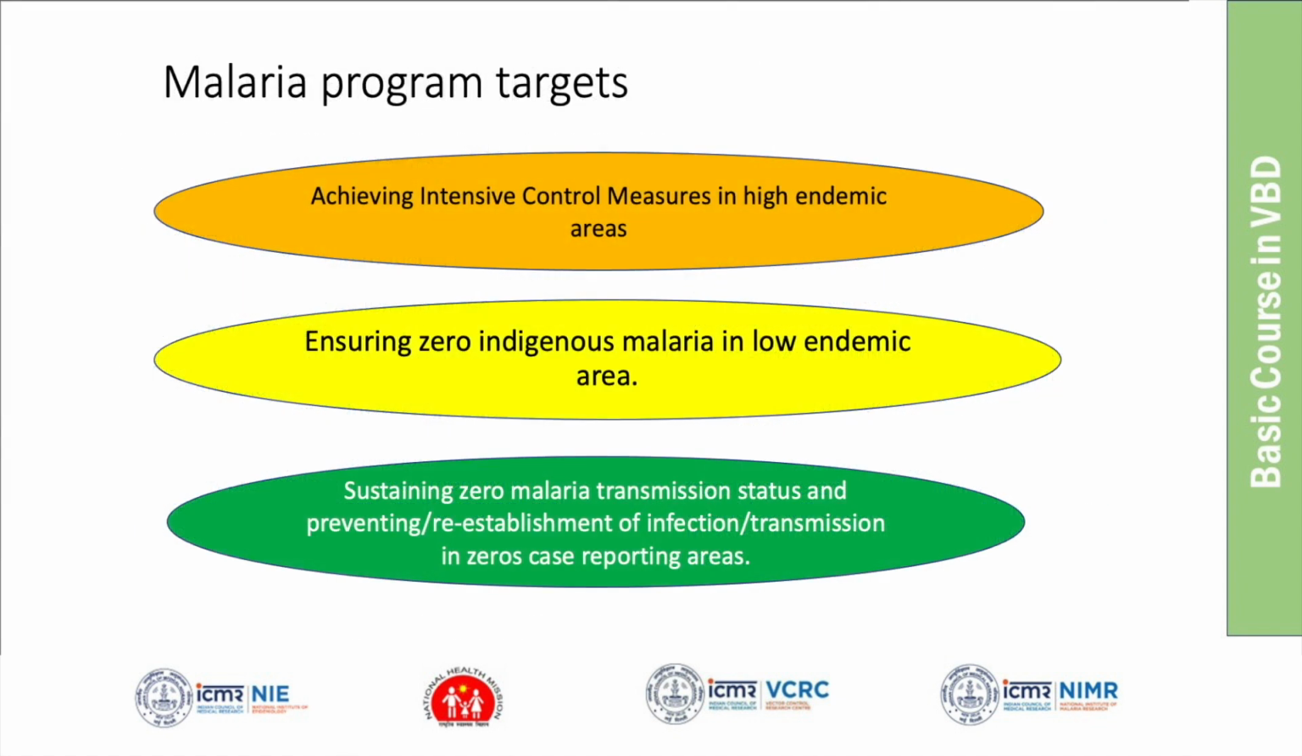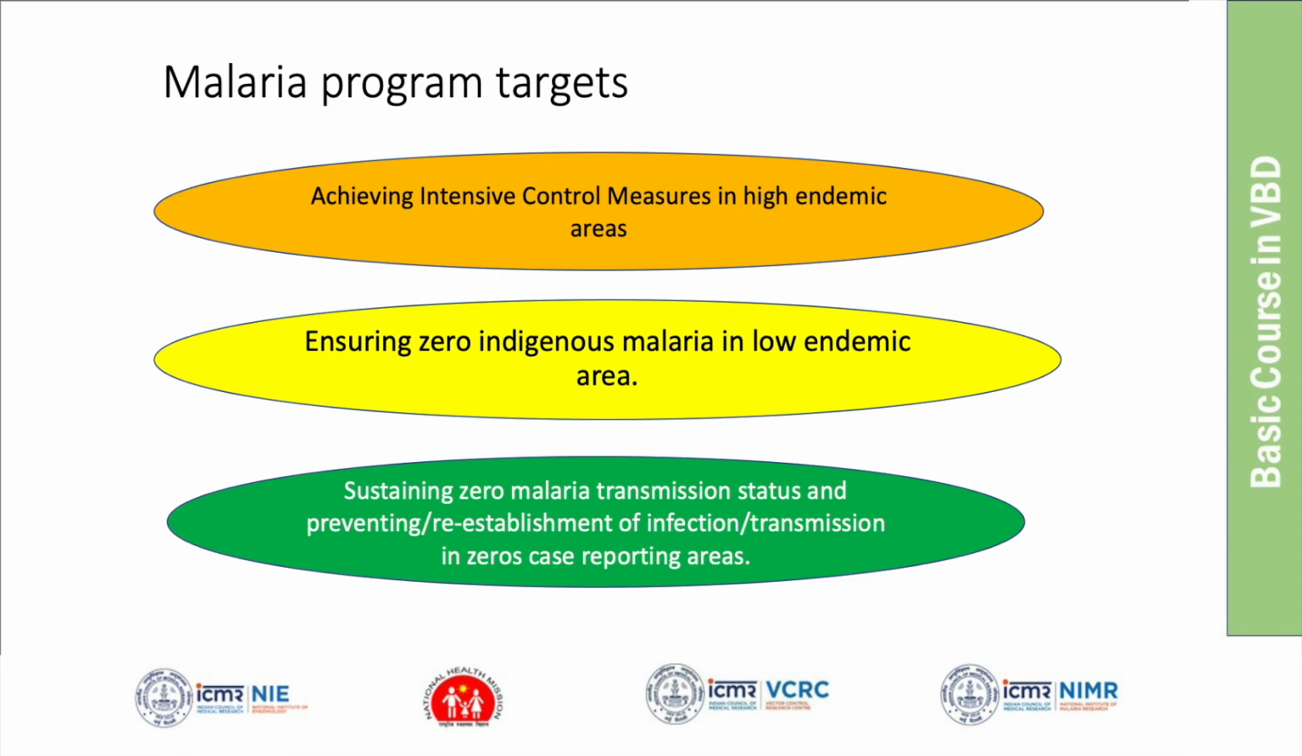And then the malaria program target in the context of elimination is achieving intensive control measures in high endemic areas. Overall malaria API has come down, but still there are high endemic areas. Here we have to achieve intensive control measures. Intensive control measures means again LLIN, IRS, and others which we are not able to do. We are only able to do with the instruments which are available, LLIN and IRS. Many other parts, though we speak of them, we are not able to do.